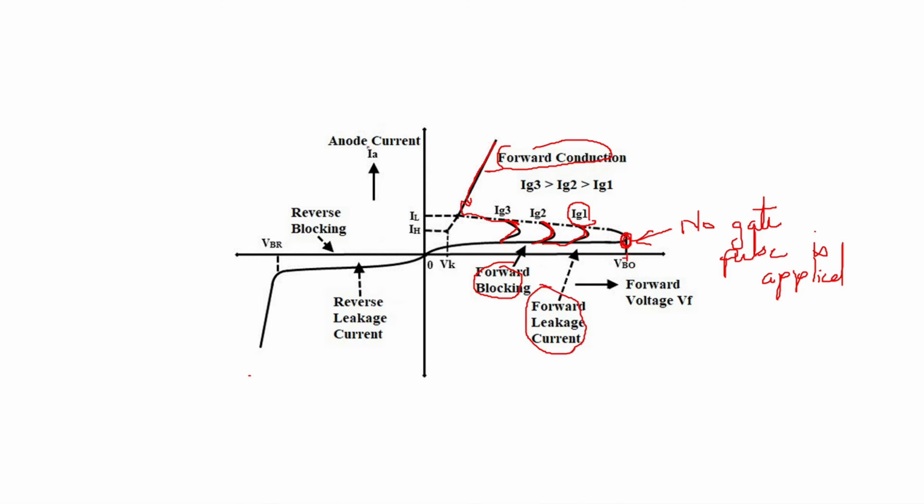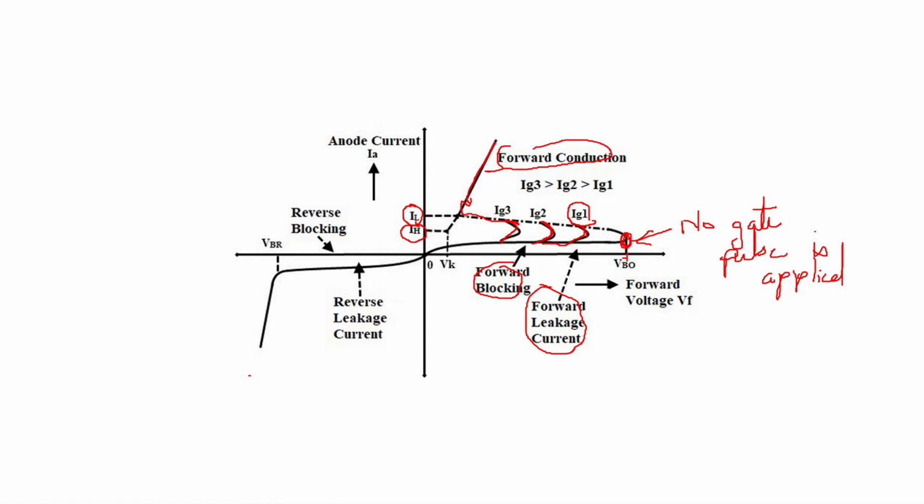Now in this only we have shown what is holding current IH and what is latching current. So holding current is the minimum forward current below which if the current goes, SCR will turn off, and latching current is the minimum forward current above which the SCR is going to be on. So always holding current will be a little less than latching current, but they will be near to each other.